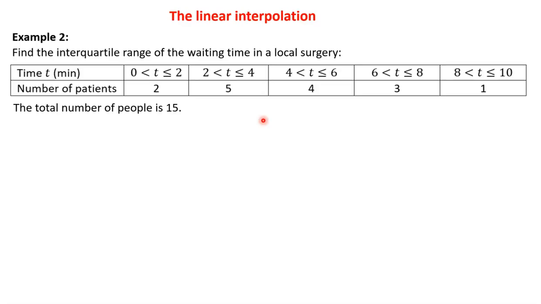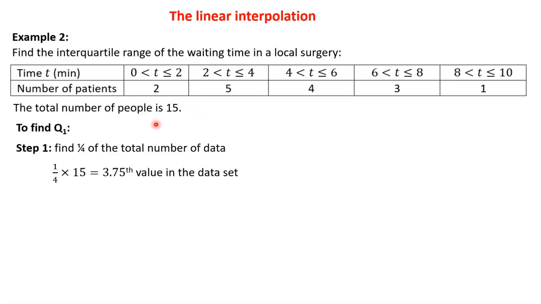So here in this table are waiting times in a local surgery, and we are asked to find the interquartile range. The first step is always to find the total. So here we've got 15 people, and there are 4 steps how we find the interquartile range. Let's first find Q1. So in the first step, we always have to find exactly the position of 1/4 of the data. 1/4 of 15 is 3.75.